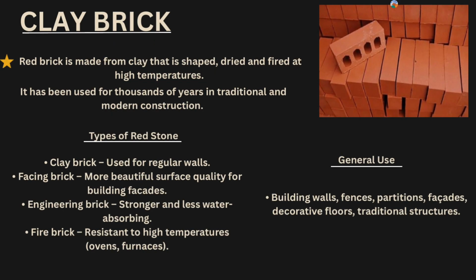Clay brick. Red brick is made from clay that is shaped, dried, and fired at high temperatures. It has been used for thousands of years in traditional and modern construction. Types of red brick: clay brick, used for regular walls; facing brick, with more beautiful surface quality for building facades.